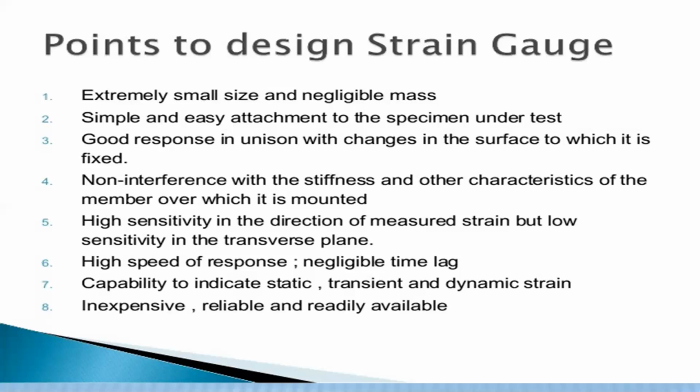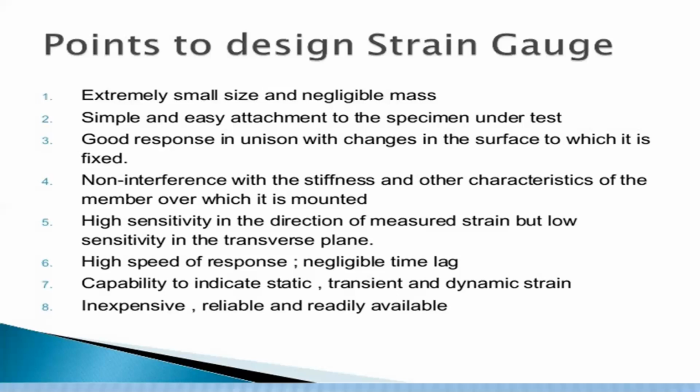And next, non-interference with the stiffness and other characteristics of the member over which it is mounted. When the strain gauge is mounted on the equipment or specimen, there should be no interference with stiffness, because stiffness is very important for the strain gauge. If the stiffness is lost, the strain gauge is damaged. So stiffness is also very important to maintain in a strain gauge.